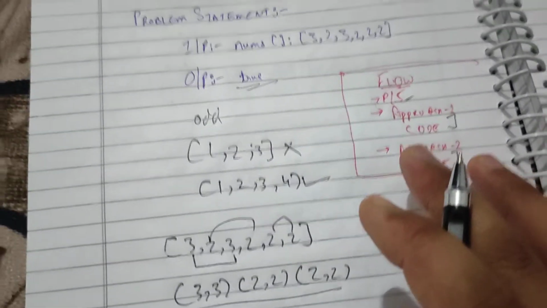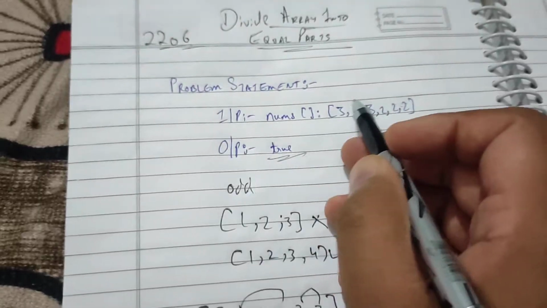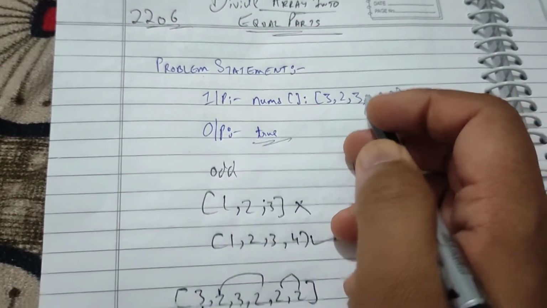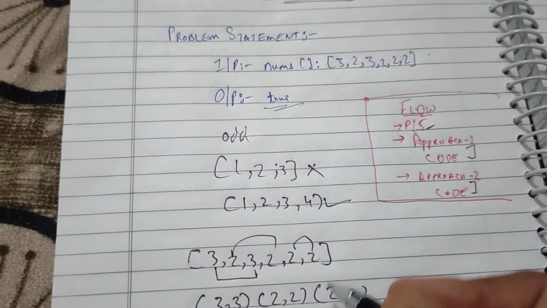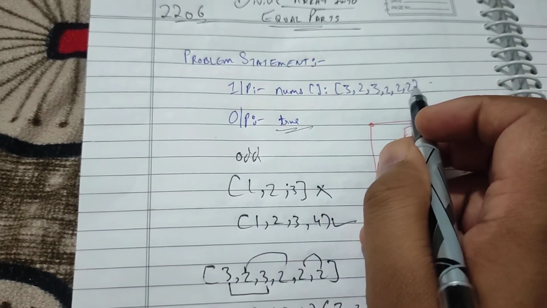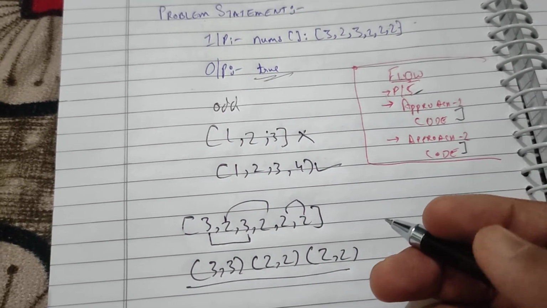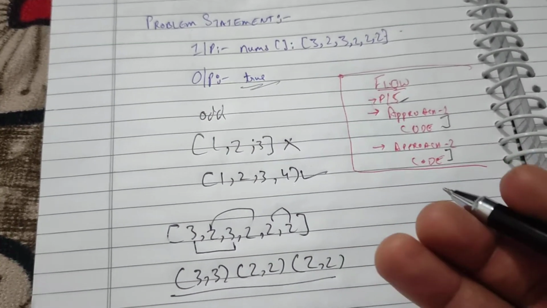I hope this thing is clear, ladies and gentlemen. By looking at this, you got an idea: whatever the length of the array, half that many pairs will be formed. For example, over here the length is 6, so we have formed 3 pairs. That's a very simple thing, and you got the idea of how we're going to solve this problem.